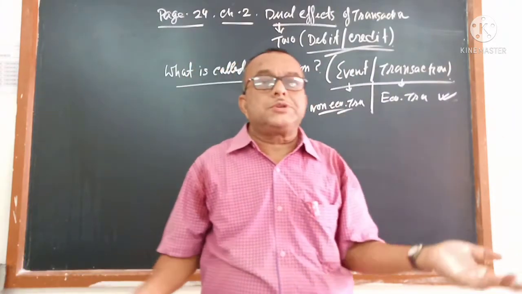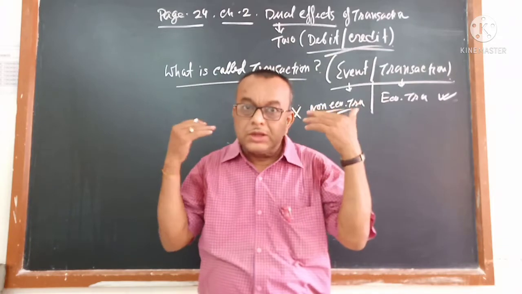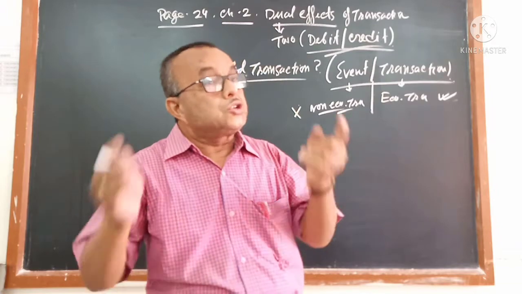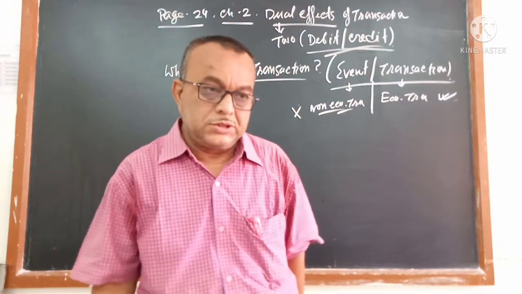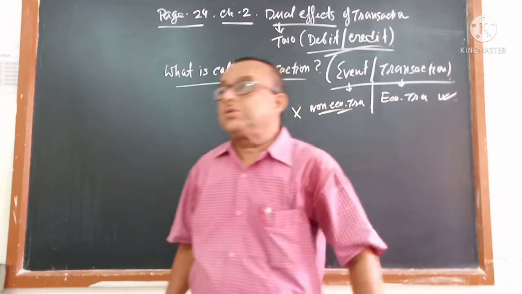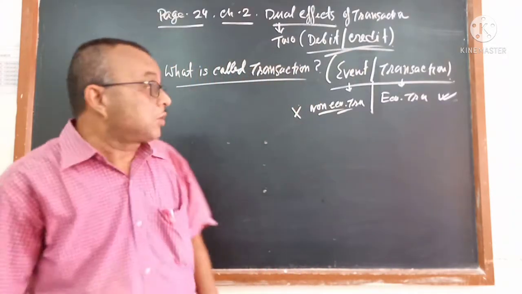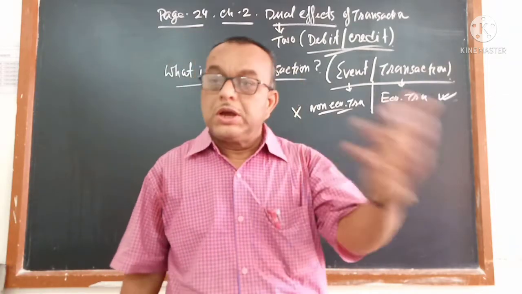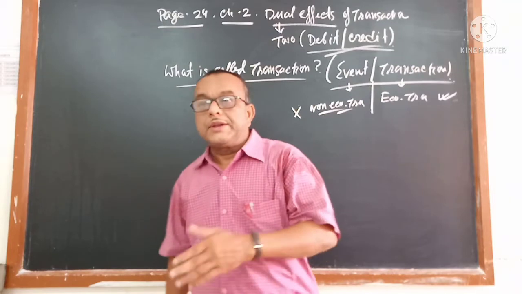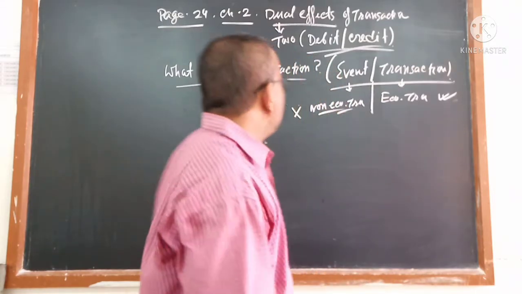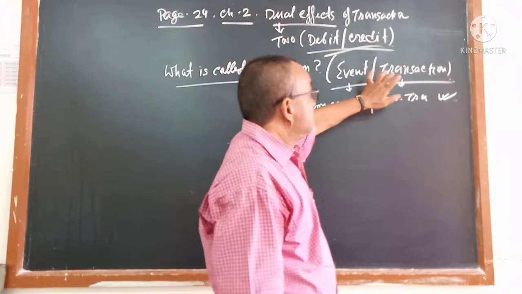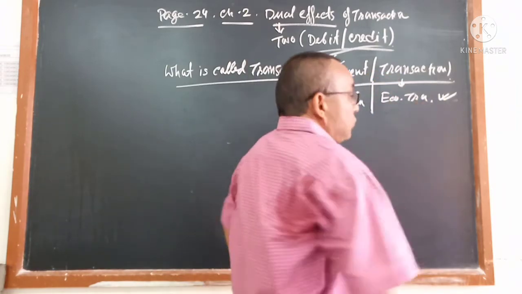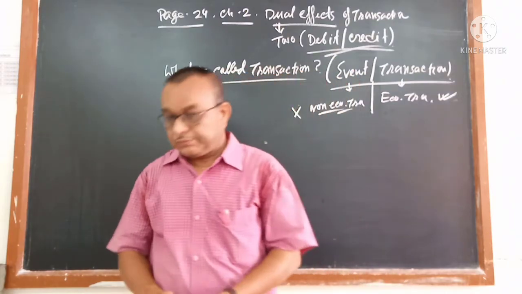A businessman doing puja is an event. A businessman doing transactions, buying and selling, is also an event, but it is a transaction. Further, on the basis of that point, I told you that all transactions are events, but all events are not transactions. Explain it for 3 marks. I explained in my own language, and I told you to also write it in your notebook. Today we are going to learn these transactions, which are called economic transactions, and we are going to find out the dual effect.